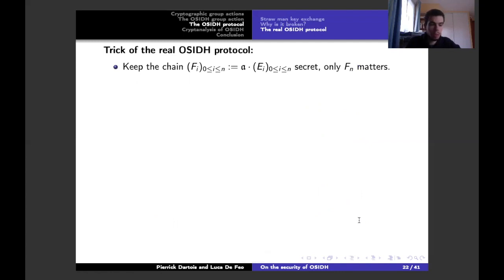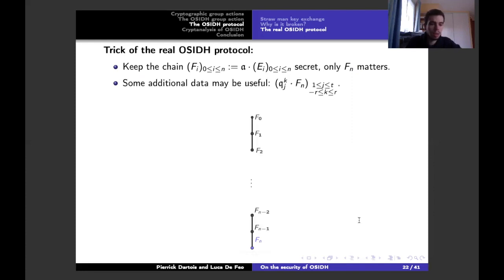So how can we make OSIDH secure? First, remember that the chains that reveal all this information are not essential to the protocol. They are just computational tools. But Alice and Bob cannot just remove this information when they change data. So the trick introduced by Kolo and Kohel is to provide horizontal instead of vertical information.